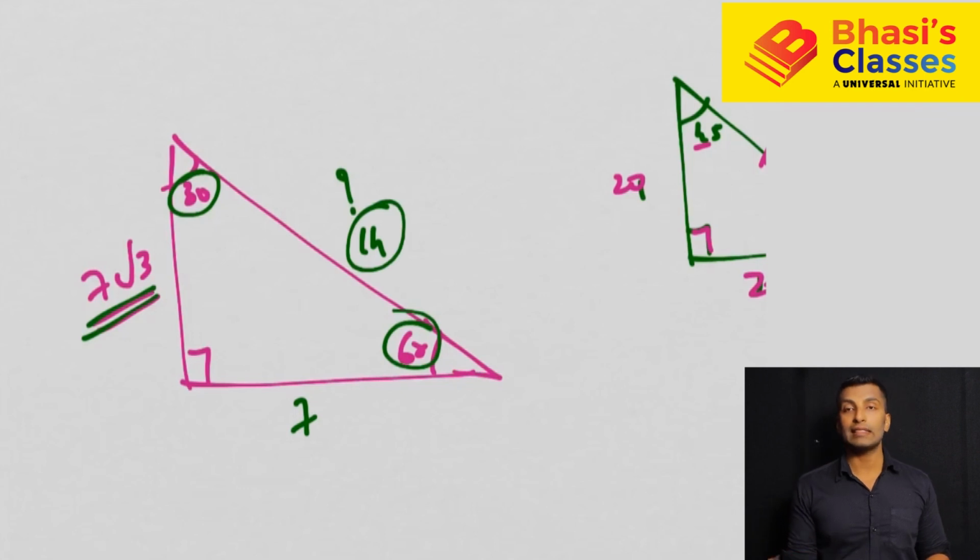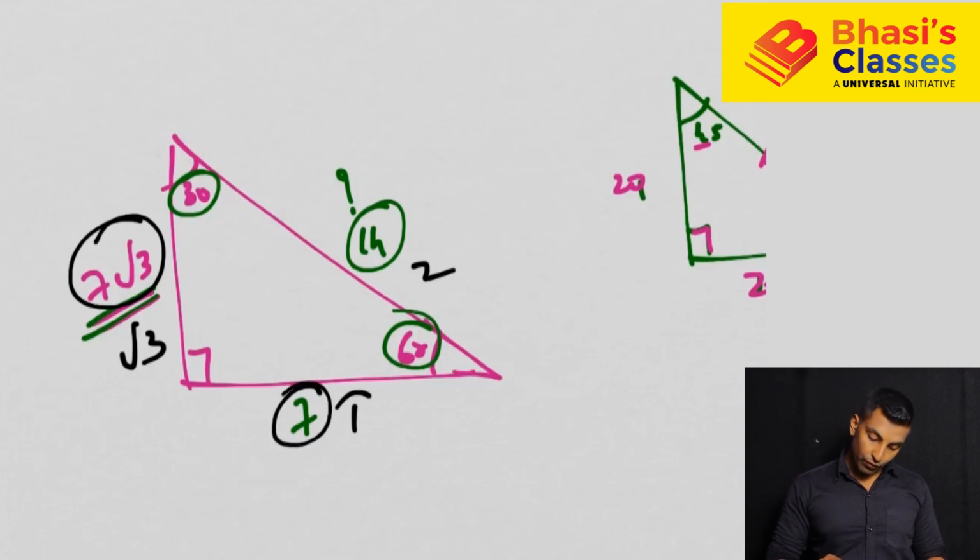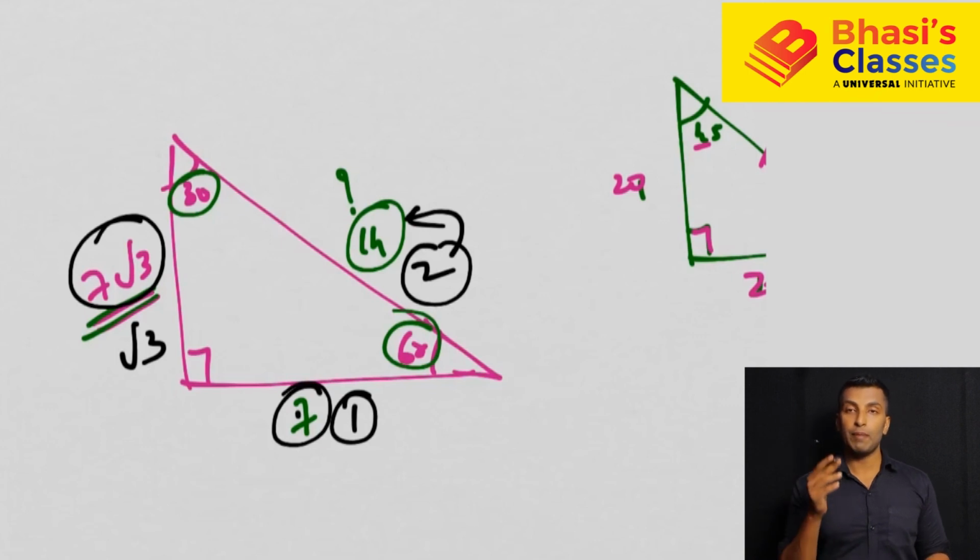That's it. As easy as possible, because the ratio has to be 1, root 3, 2. So if instead of root 3 it is 7 root 3, it has to be 7. So instead of 1 it is 7, so instead of 2 it has to be 14. So just keep in mind this ratio. Any question can be solved faster.